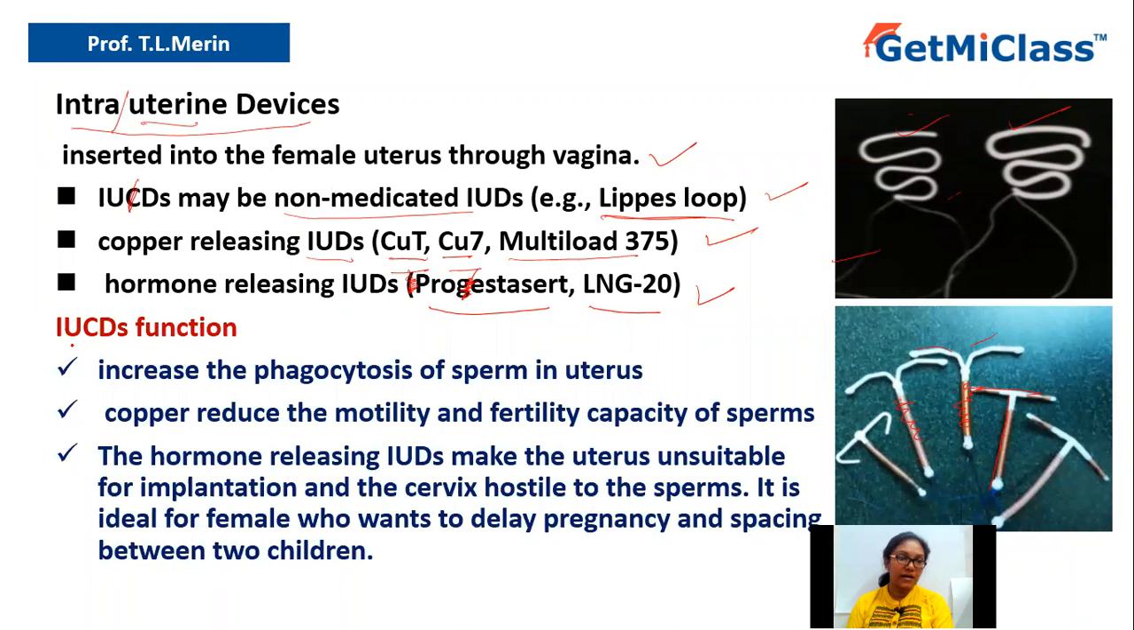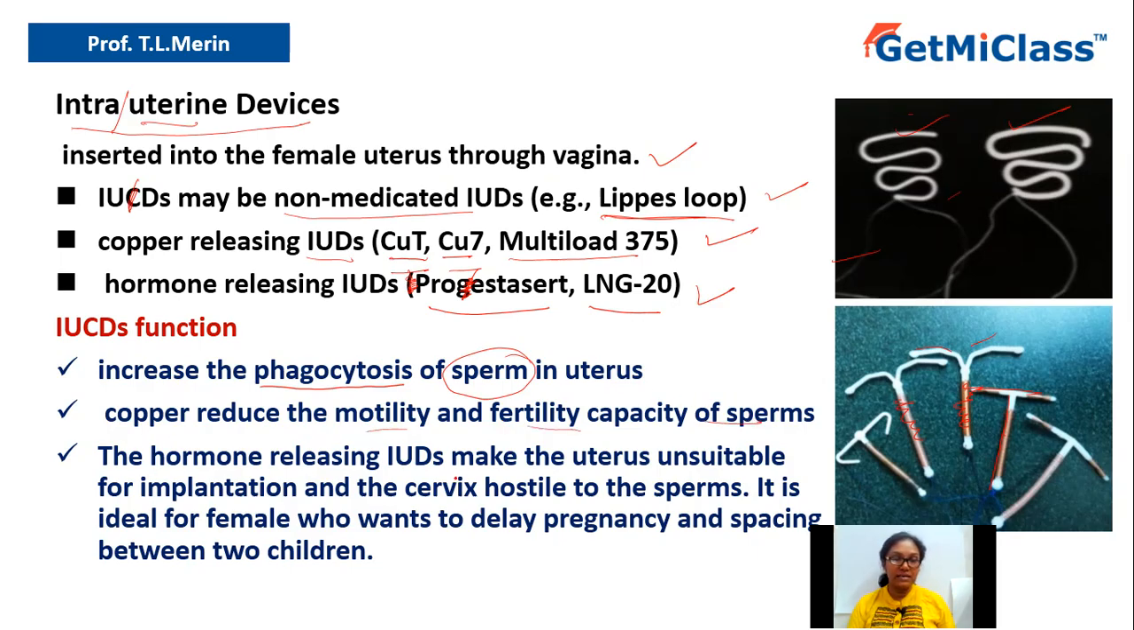Then let us see the function of these IUDs. They increase the phagocytosis of the sperms in the uterus, because they release certain hormones or ions which make the phagocytic function even higher. That means we have WBCs which are phagocytic in nature, like monocytes. They will come and engulf these sperms in the uterus, so they will just kill them. Copper reduces the motility and the fertility capacity of the sperm, which I've already told you.